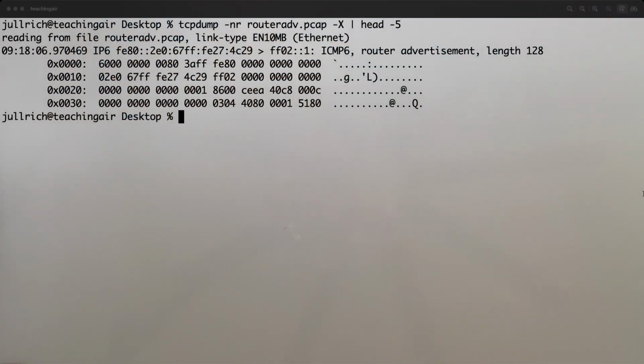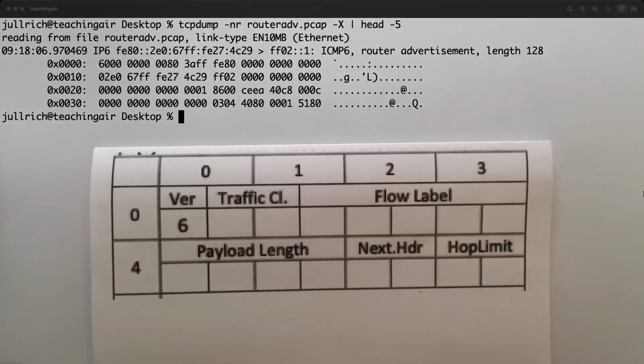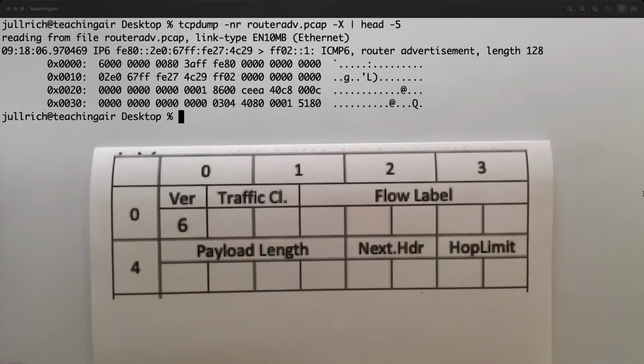Okay, so here you got the router advertisement packet. Note how I just limited to the first 5 lines here, so I have space for my IPv6 header diagram here. And if you look at the diagram, it's a lot simpler than what we had in IPv4. IPv6 more focuses on the actual routing part. So first of all, the IPv6 header has a fixed length of 40 bytes. There are no options in IPv6.